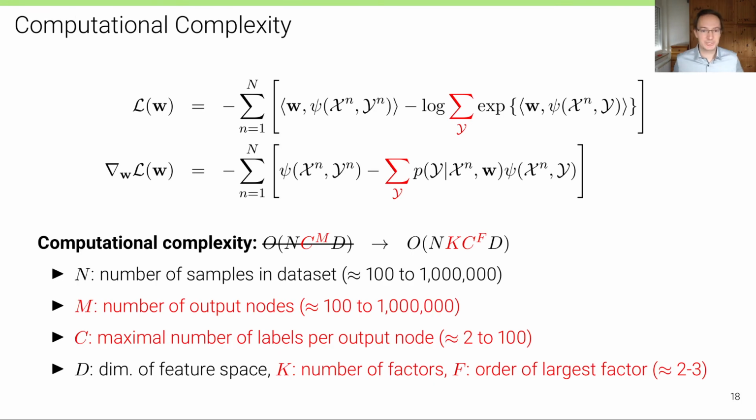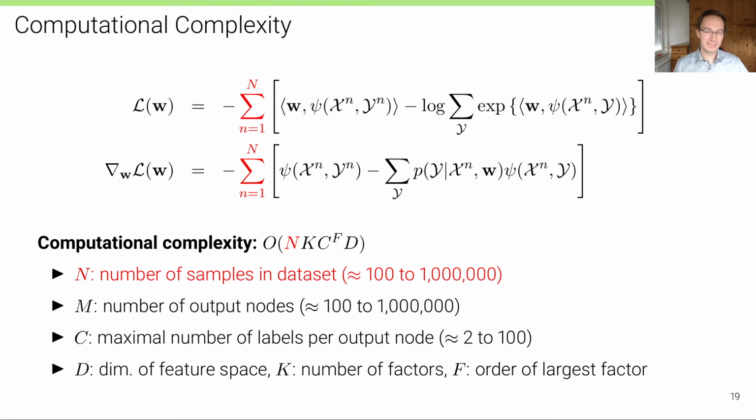What does that mean in terms of the computational complexity? Well, compared to the computational complexity that we had before, c to the power of m, where m was very large, now we have k times c to the power of f, where, and this is important, f, which is the order of the largest factor, typically 2 or 3, is much, much smaller than the number of all the output nodes. So this now becomes tractable, because k is just linear and f is small. In other words, we have exploited efficient inference algorithms in graphical models in order to calculate the loss function and the gradient of the loss function much, much more efficiently.